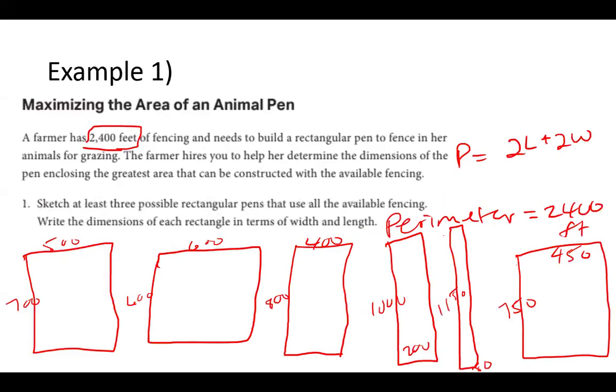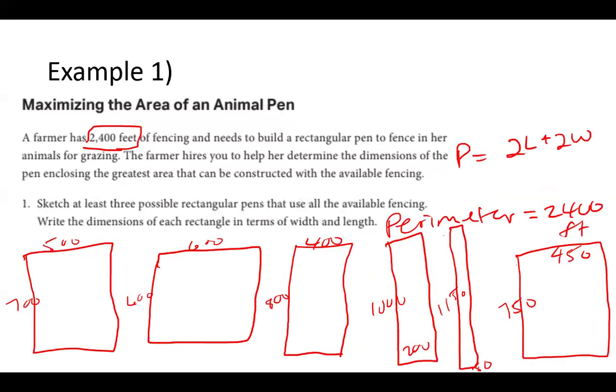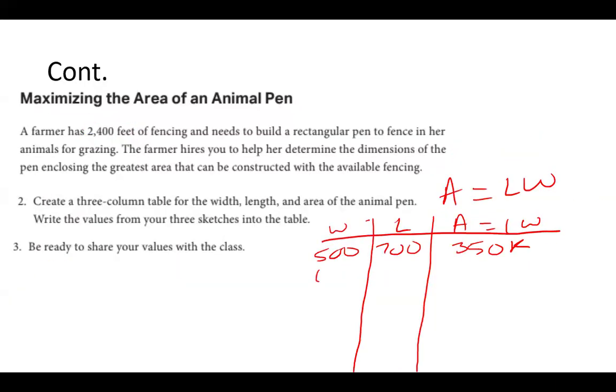So the first values that we were given were 500 by 700, correct? So we have a 500 by 700, which means that this is 350,000. Agree? Is it okay if I don't write all the zeros? I'm going to do the social media K. All right. The next one that we came up with as a class was 600 by 600. So we had a 600 by 600, which would be 360K.